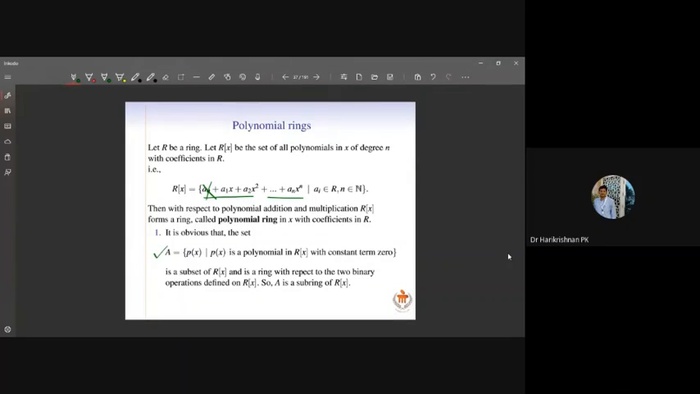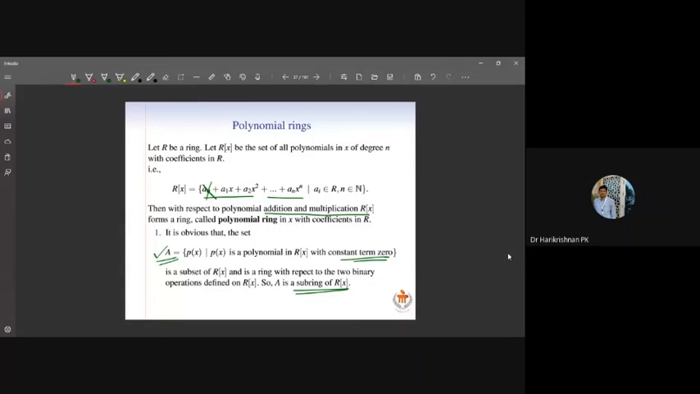A is the set of all P(x) such that P(x) is a polynomial in R[x] with the constant term 0. Then, with respect to the same operations we defined here, addition and multiplication, you can observe that A is a ring, and A is already a subset of R[x], so it will obviously be a subring of R[x].